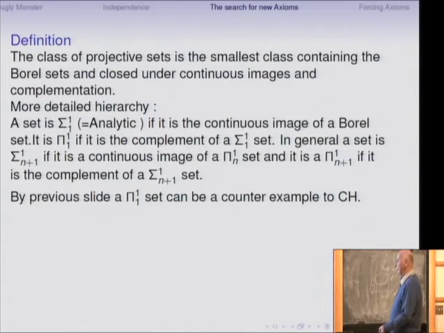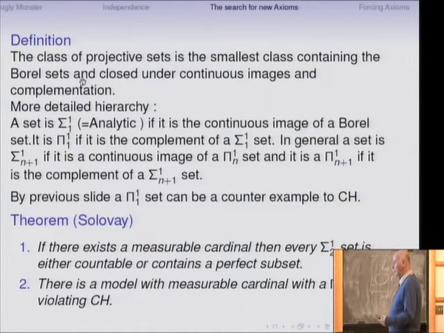Anyway, a pi 1-1 set can be a counterexample to CH. But here the strong axiom of infinity suddenly kicks in. A theorem of Solovay, in a volume dedicated to, I think, the 60th birthday of Gödel, says that if there exists a measurable cardinal, then every sigma 1-2 set is either countable or contains a perfect subset.